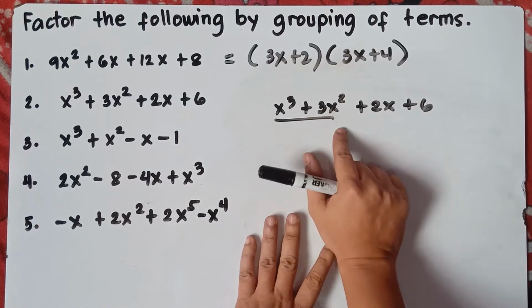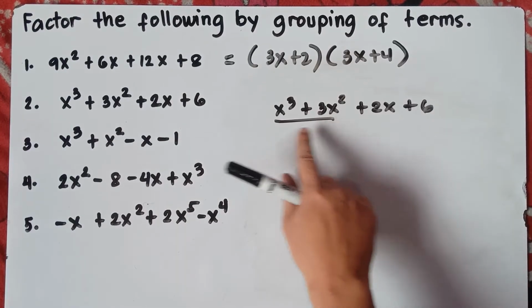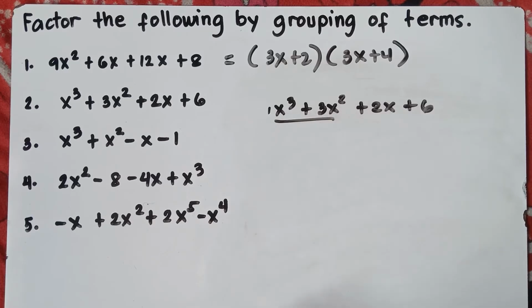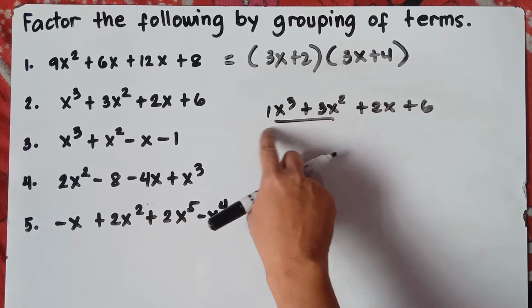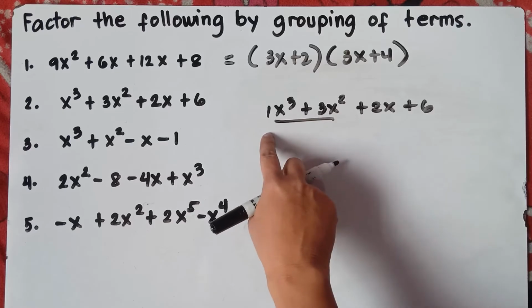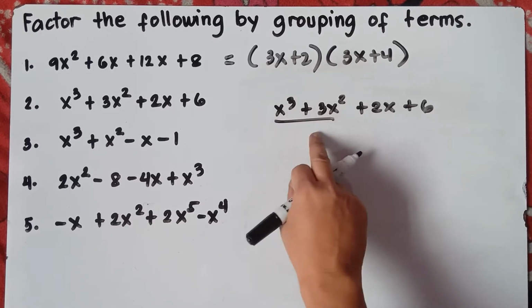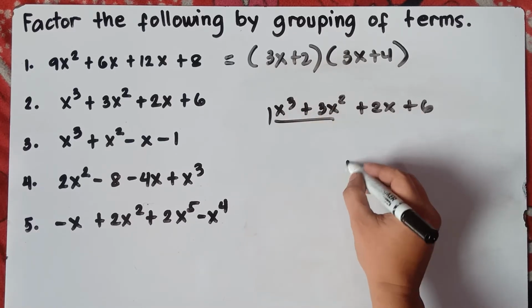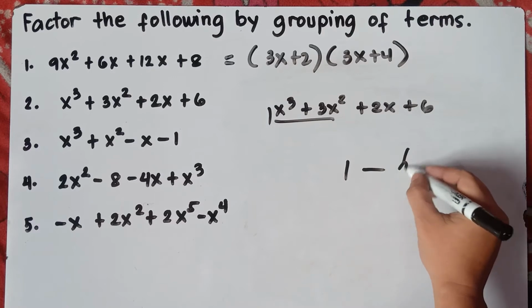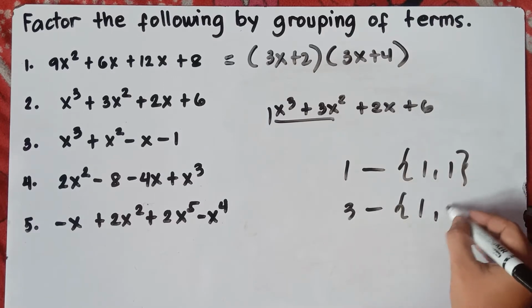So for x cubed and x squared, what will be the number, class? Of course, there's 1 here. Understood that there's 1 here in x cubed. So 1 and 3. The GCF of 1 and 3 is only 1, right? So therefore, we cannot factor the number, class. It's only 1, class. Understood that the common factor of 1 and 3, because the factors of 1 are only 1 and 1. For 3, the factors of 3 are only 1 and 3.